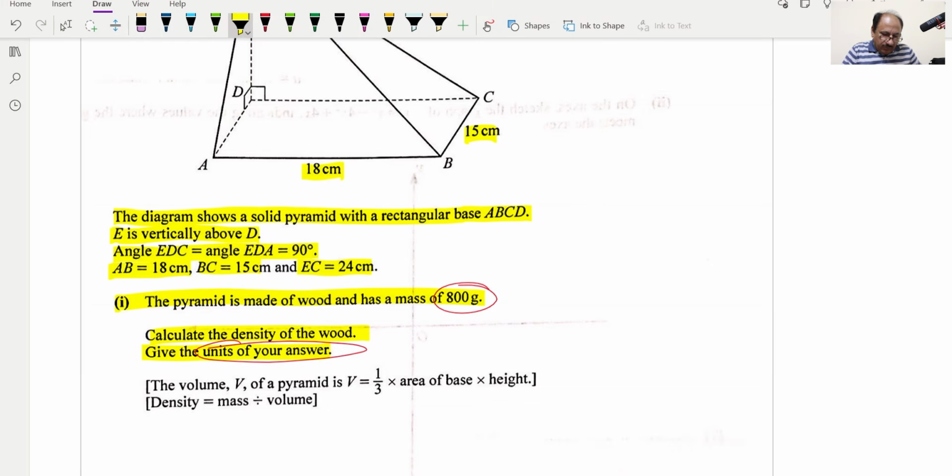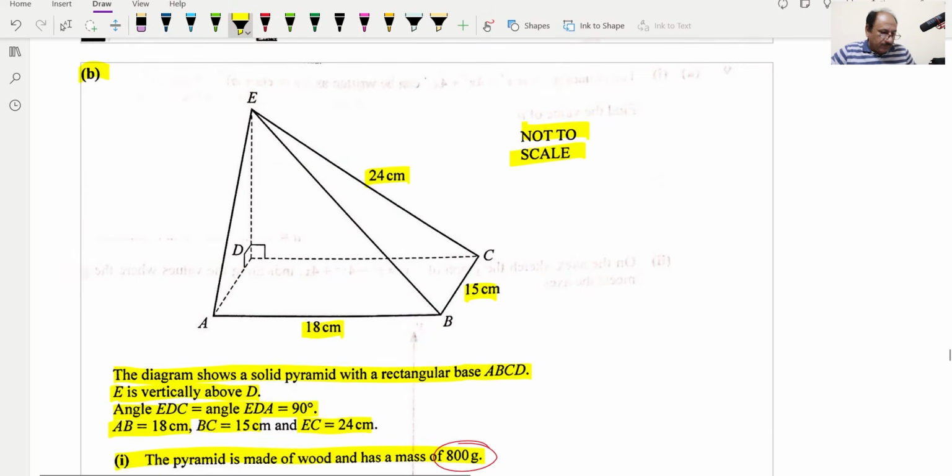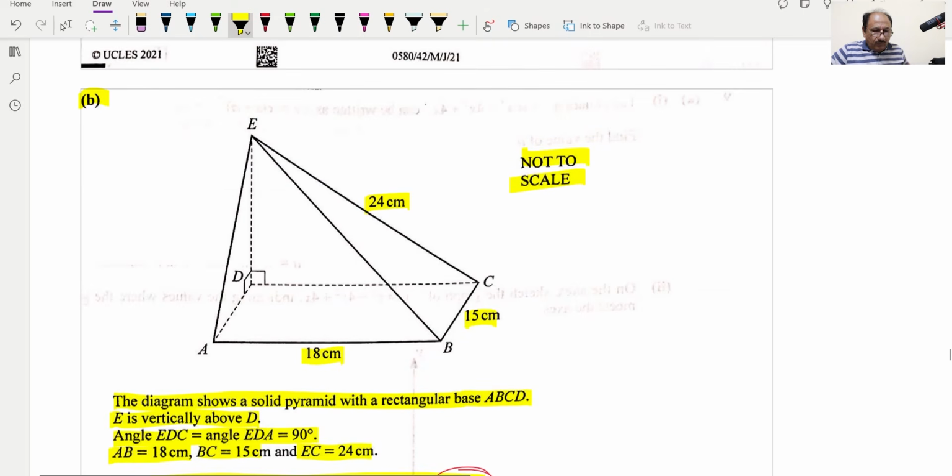And for the volume V, they have basically provided the formula. V is equal to this one. And keep in mind, this height is perpendicular height, not slanting height. So you will have to use perpendicular height. And the density formula is also provided. Density is equal to mass over volume. And what we will do, we need perpendicular height. For perpendicular height, we need to use basically the triangle we have.